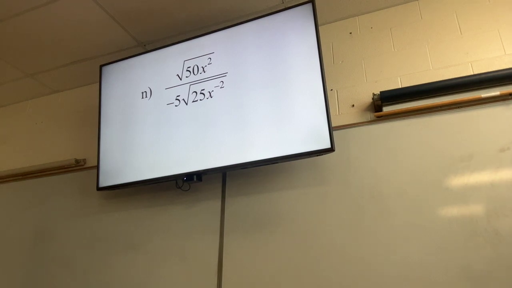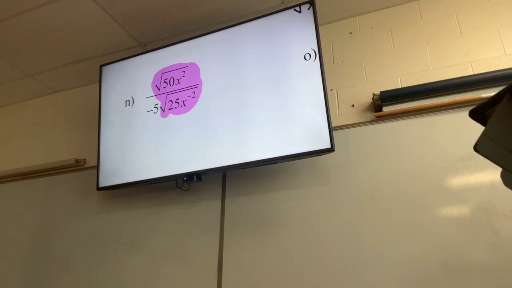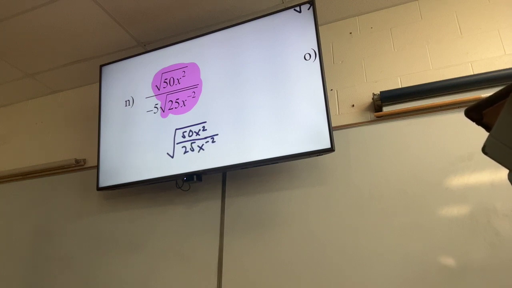Ooh, we actually haven't gotten this far all day, so it's the first time I've looked at this problem. Here's what I'm going to do. I'm going to combine just the stuff I just highlighted in pink. So that's going to give me the square root of 50x squared over 25x to the negative 2. And then there's just going to be a negative 1/5 out here.